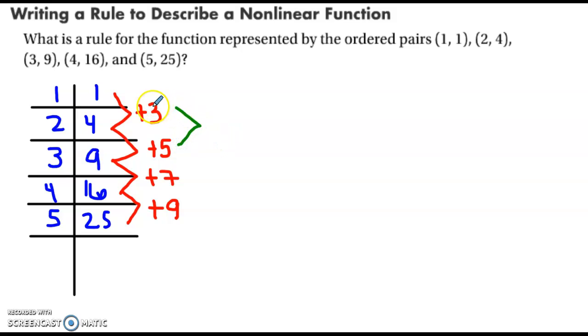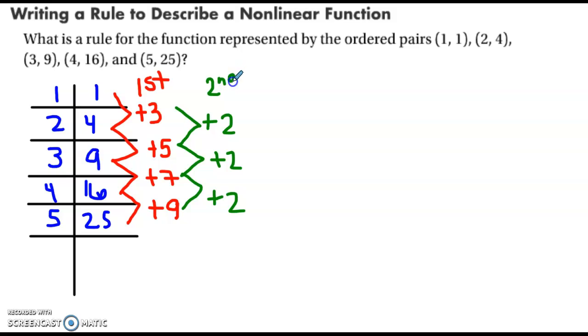Well, now on these numbers, to go from 3 to 5, I add 2. To go from 5 to 7, I add 2. To go from 7 to 9, I add 2. So this did not happen on the first. This is called an iteration. It did not happen on the first one, so it's not degree 1. It's not linear. It happened on the second one, so it is a degree 2.